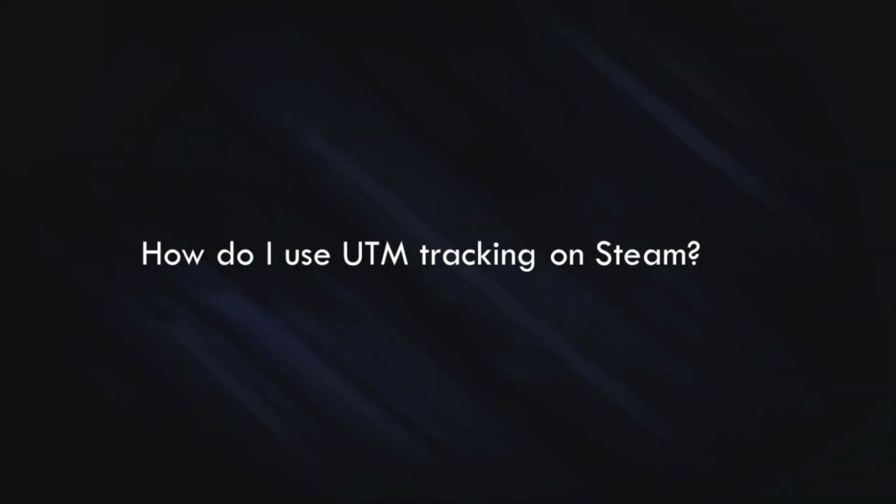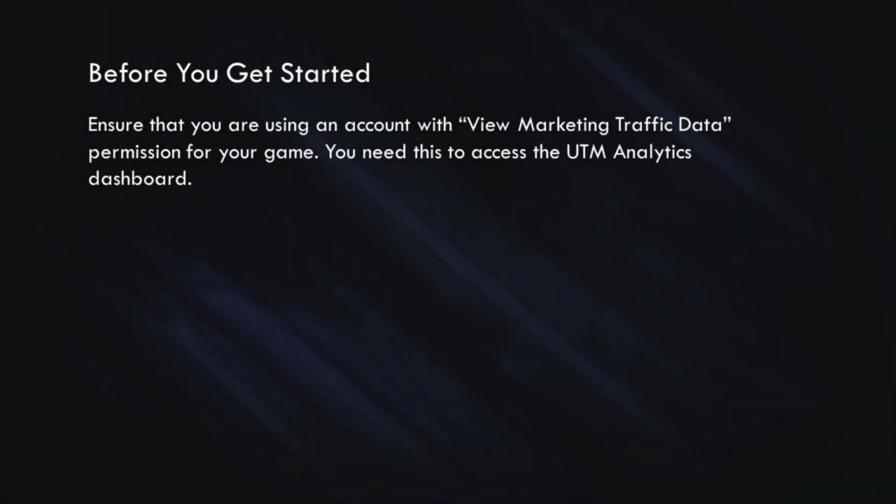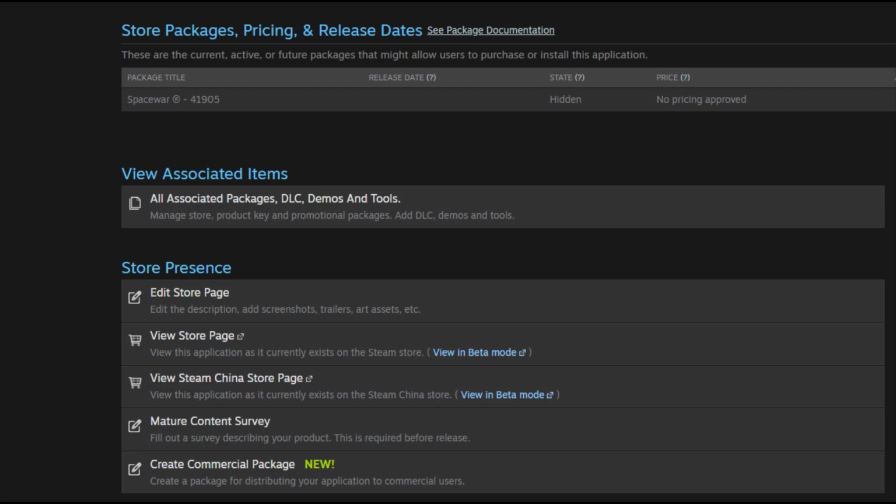All right, so how do I use UTM tracking and analytics on Steam? Well, before we get started, ensure that you're using an account with View Marketing Traffic Data permission on your game. You will need this to be able to access the UTM Analytics dashboard that has all the data. The next step is walking you through just how to reach that UTM Analytics dashboard. And we're going to walk you through that starting with our test app, which is Spacewar.